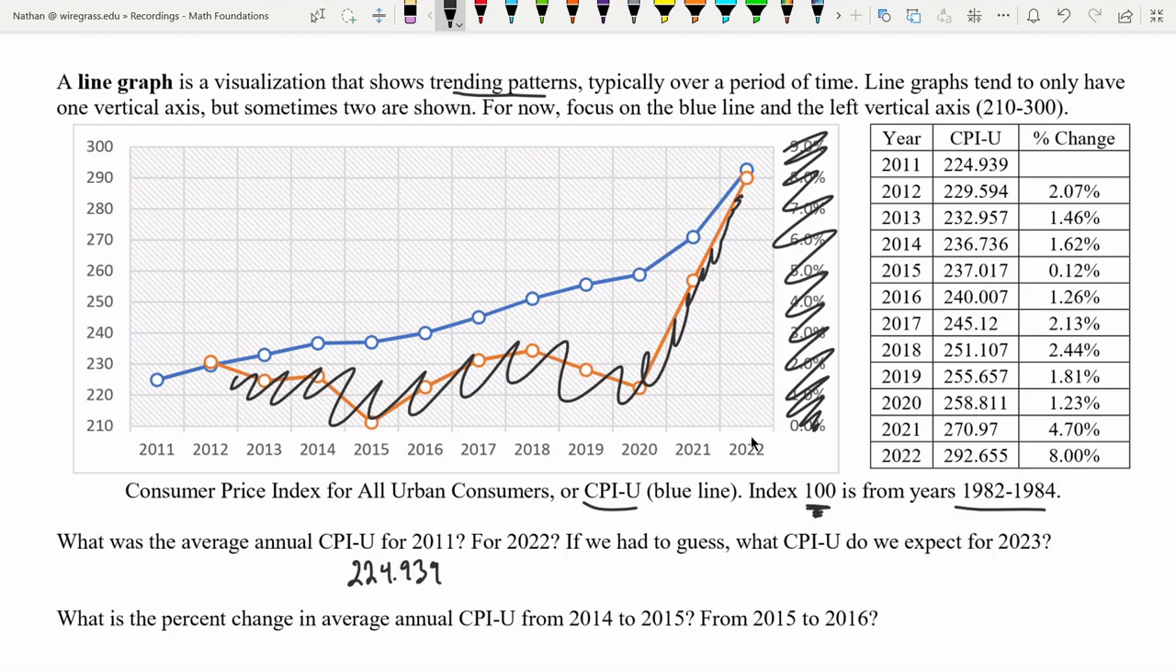For 2022, of course, 2022 is right here. And that looks to be just above 290, so 291, 292. Of course, here we can use the data table. 2022 is 292.655.